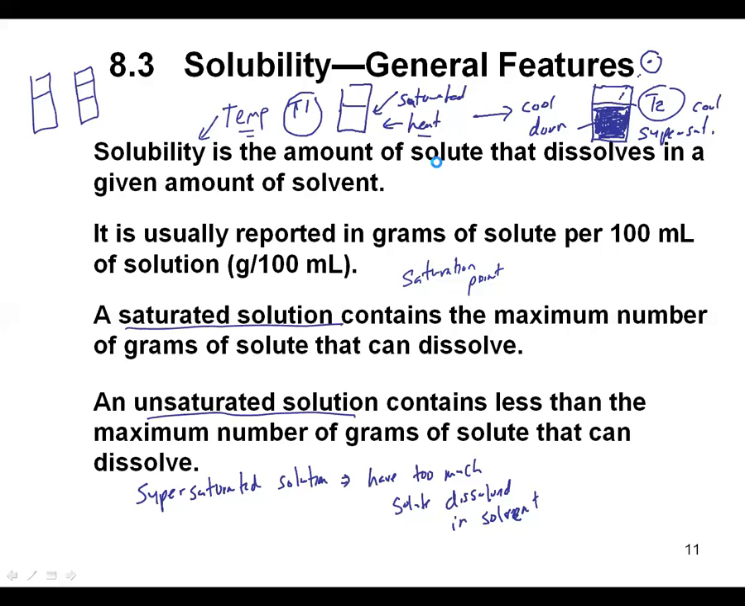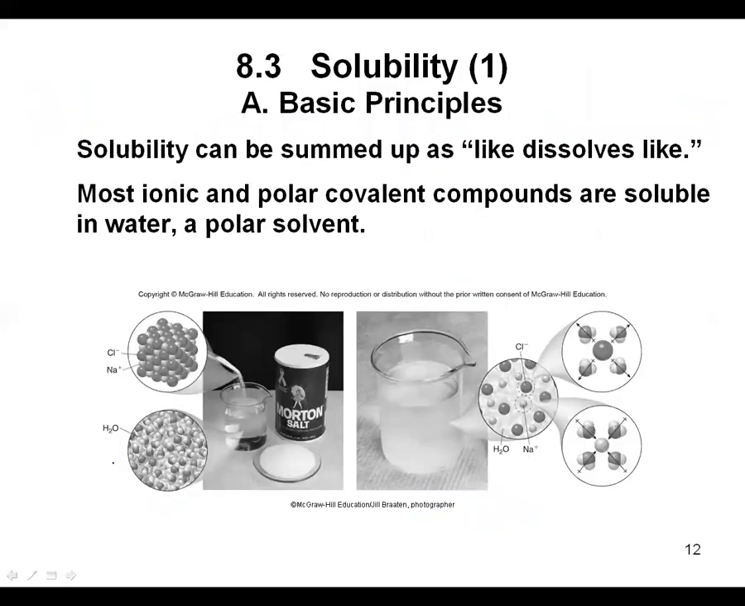Any questions on that? So let's talk a little bit about solubility. Solubility can be summed up with the idea of like dissolves like. We talked about some intermolecular forces, and like dissolves like means that things that have similar ways to interact with each other typically will be soluble in each other. So when we talk about that, ionic guys and polar things are soluble in each other. Polar guys and polar guys are soluble in each other.